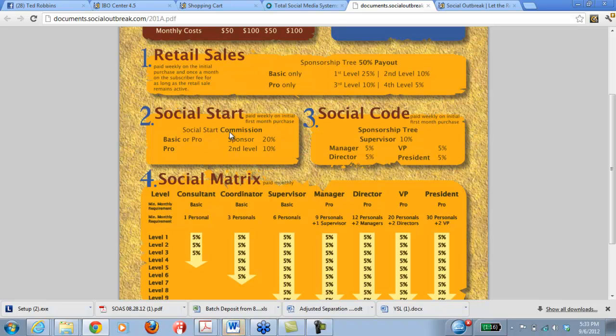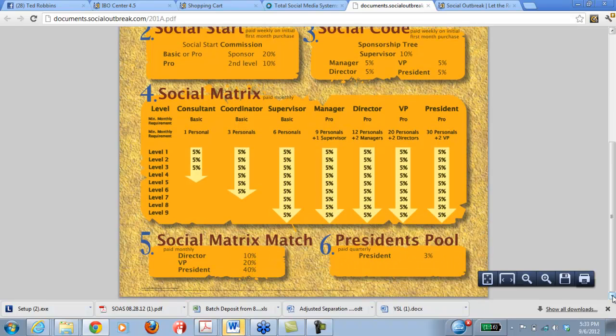And again, this social start and the social code, you have to remember from your side, is paid off that first pay, that first month's money. But this matrix money is paid by the 20th of the following month. So if I sign up an overall reseller and it's after their first month's pay, I'm going to get paid that on the 20th of the following month after this money is actually booked for that overall person down below you. Now what I'd like to do is take any questions.